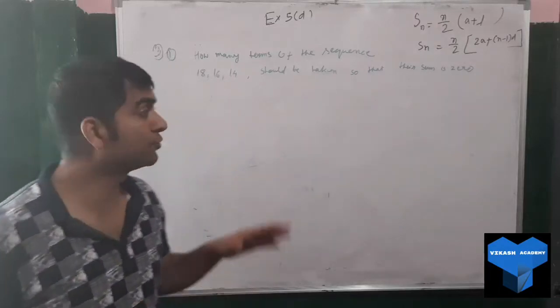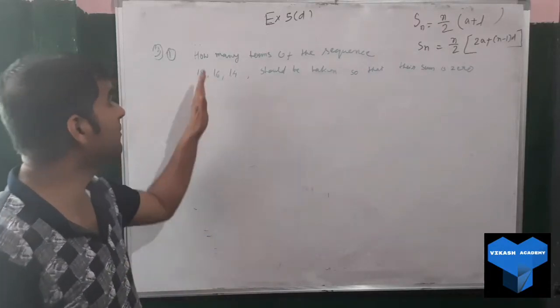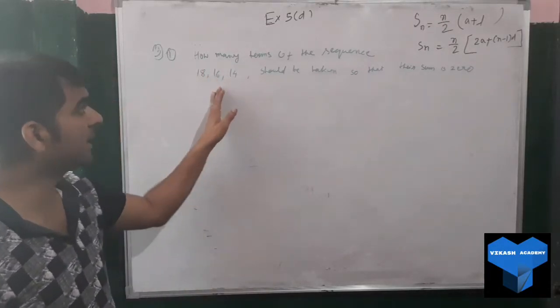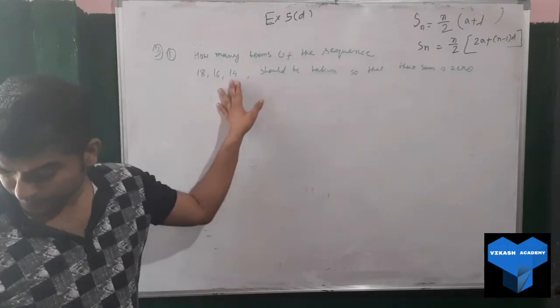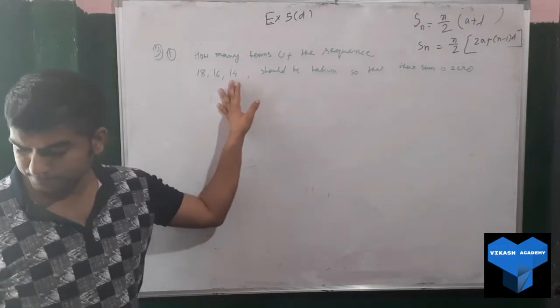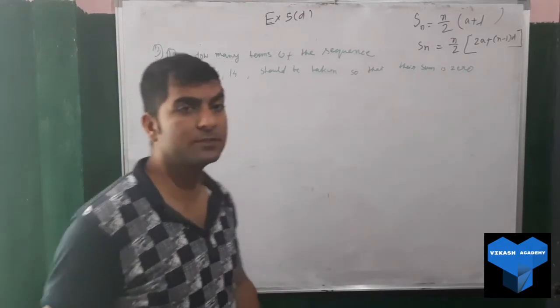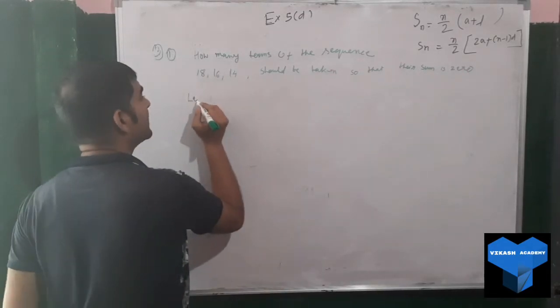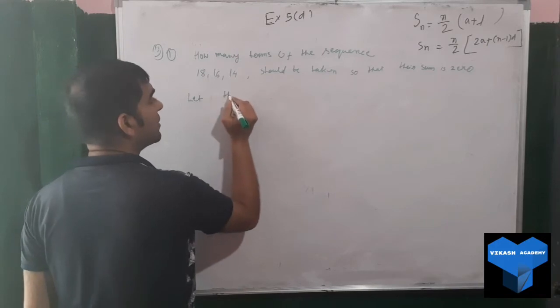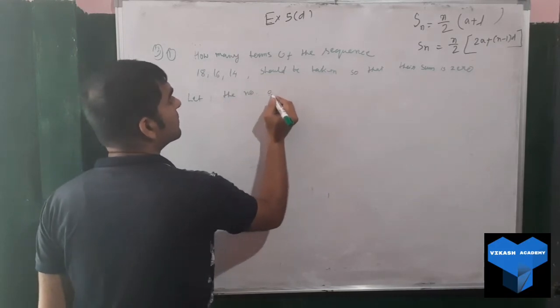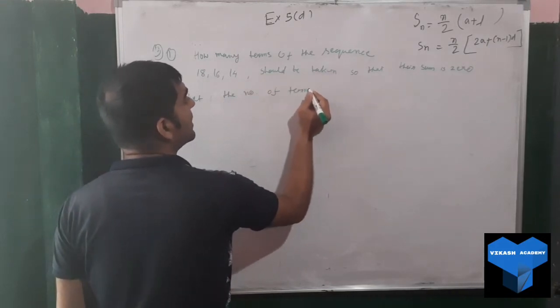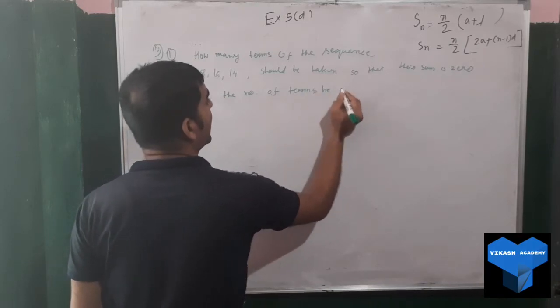We'll be doing question number 3-1. Here we have: how many terms of the sequence 18, 16, 14 should be taken so that their sum is 0? Let the number of terms taken be n.